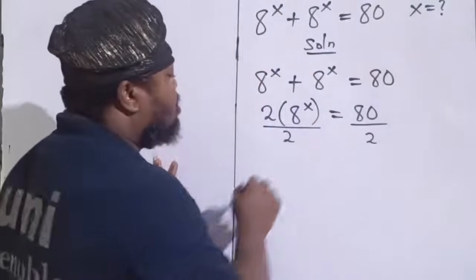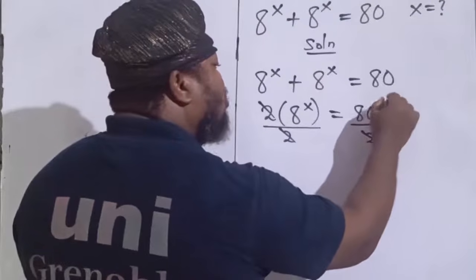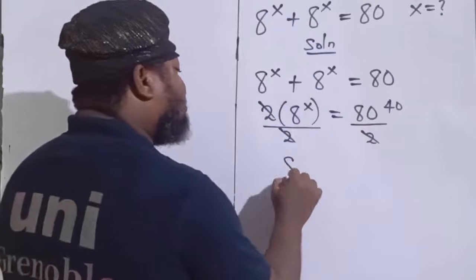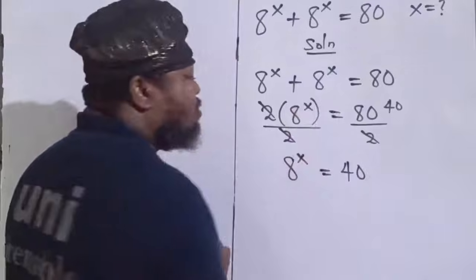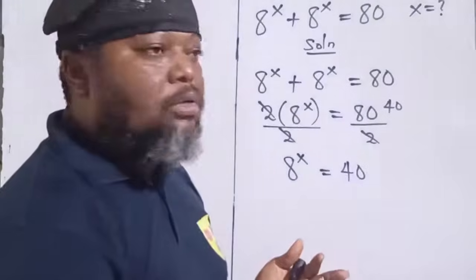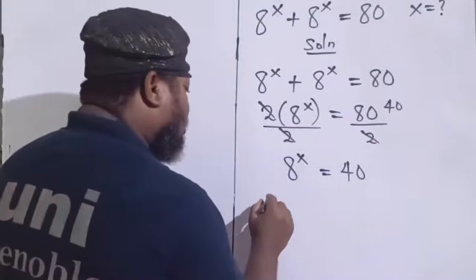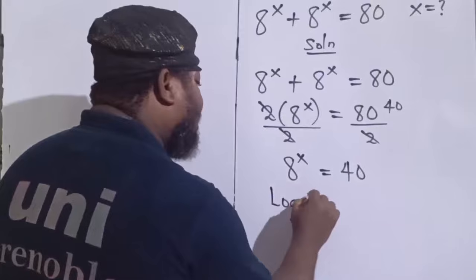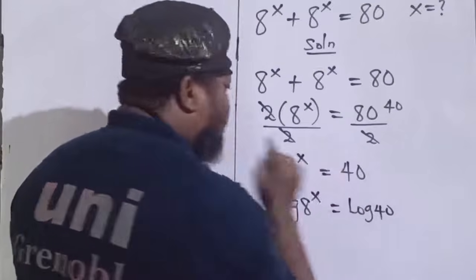See that now? This will take care of this, and 80 divided by 2 is 40. So I've reduced the whole of this to a to the power of x is equal to 40. Now the next step is to take the log of both sides because I can't break this to the same base. So I'll be having the logarithm of a to the power x is equal to log 40.